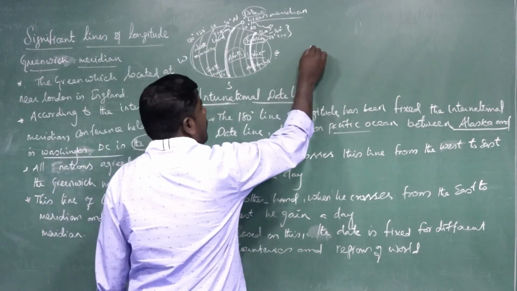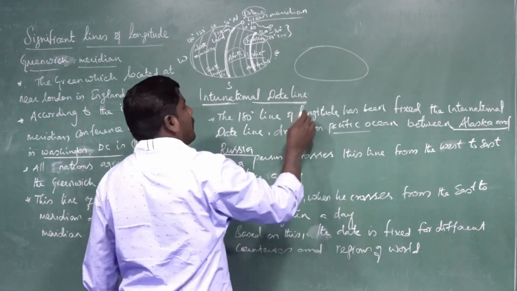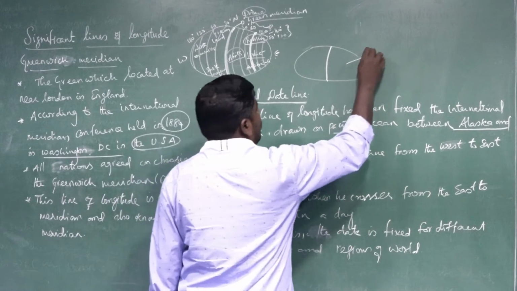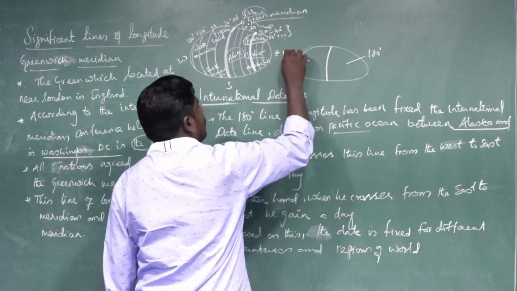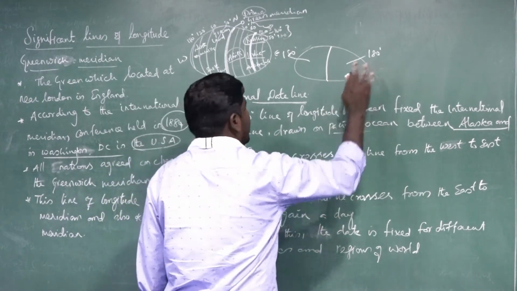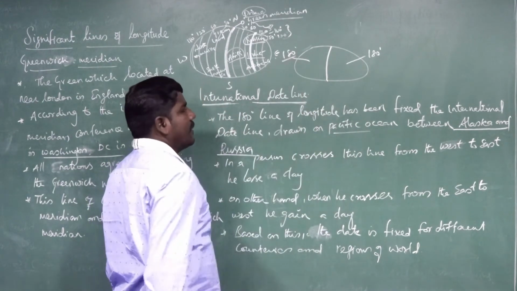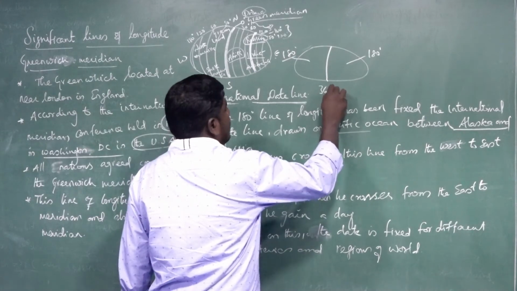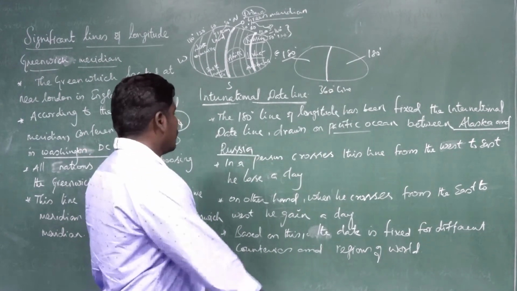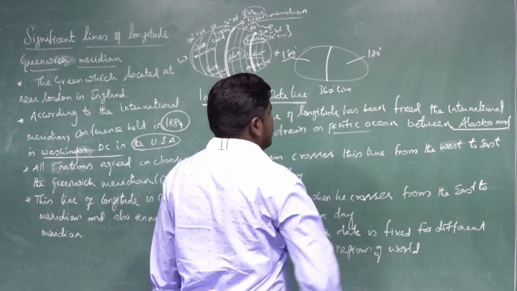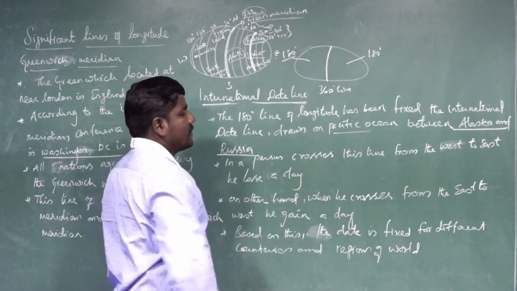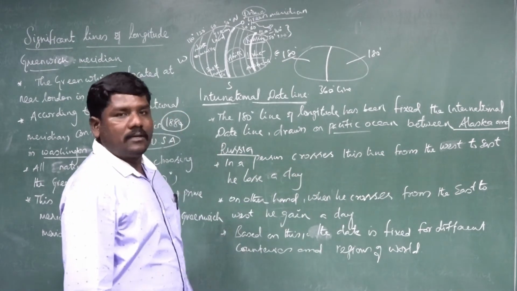Listen. The earth is divided into two. This one is the 180 degree line and another one is the 180 degree line. So this semicircle is 180 degrees and this semicircle is 180 degrees, so totally 360 degrees. The 180 degree line of longitude has been fixed as the international date line and drawn on the Pacific Ocean between Alaska and Russia.